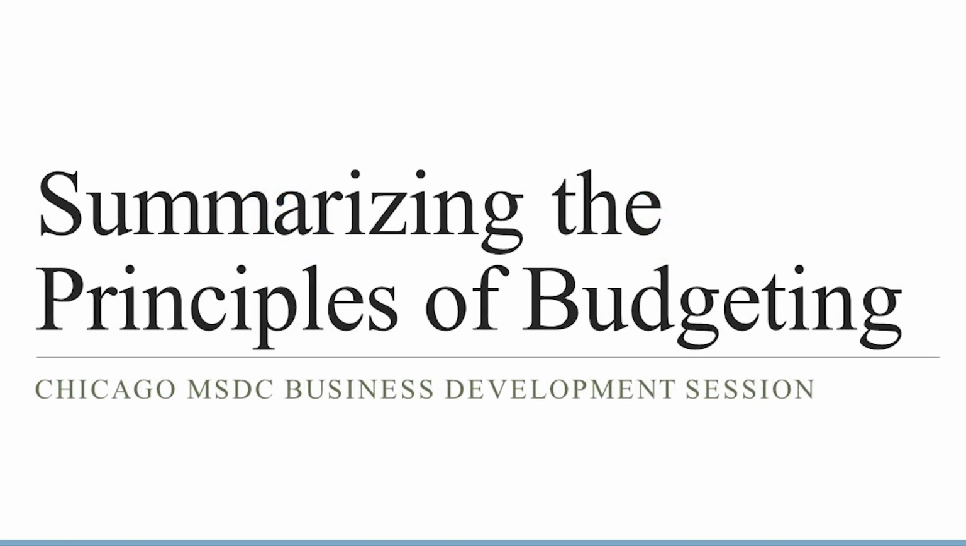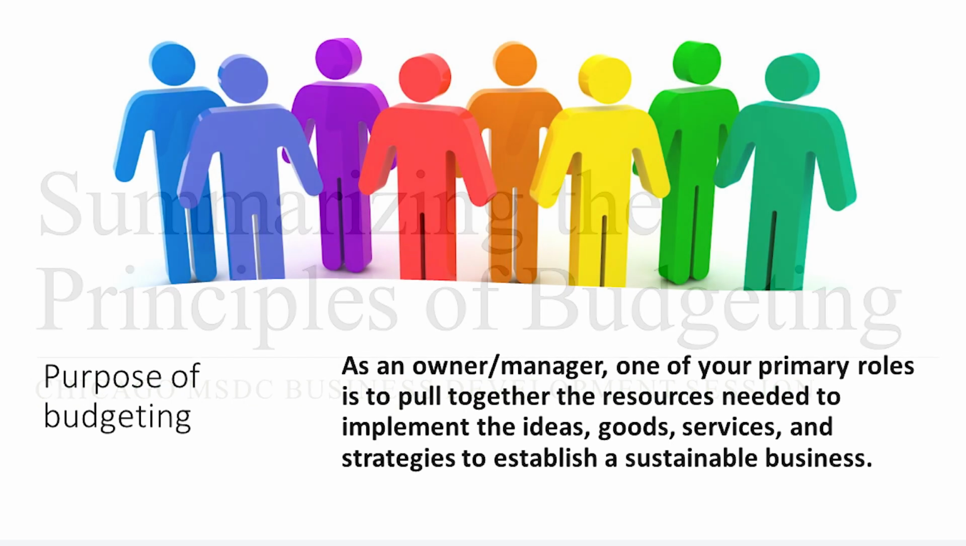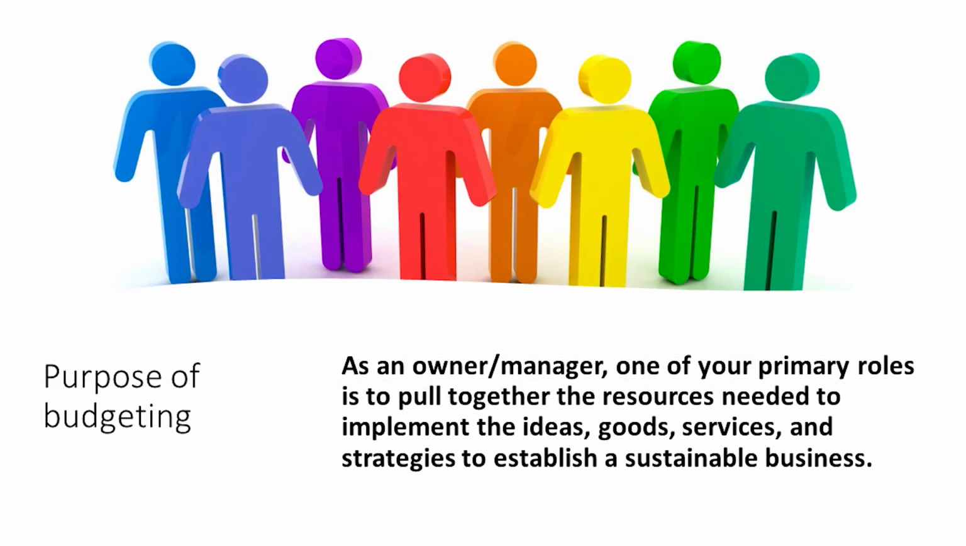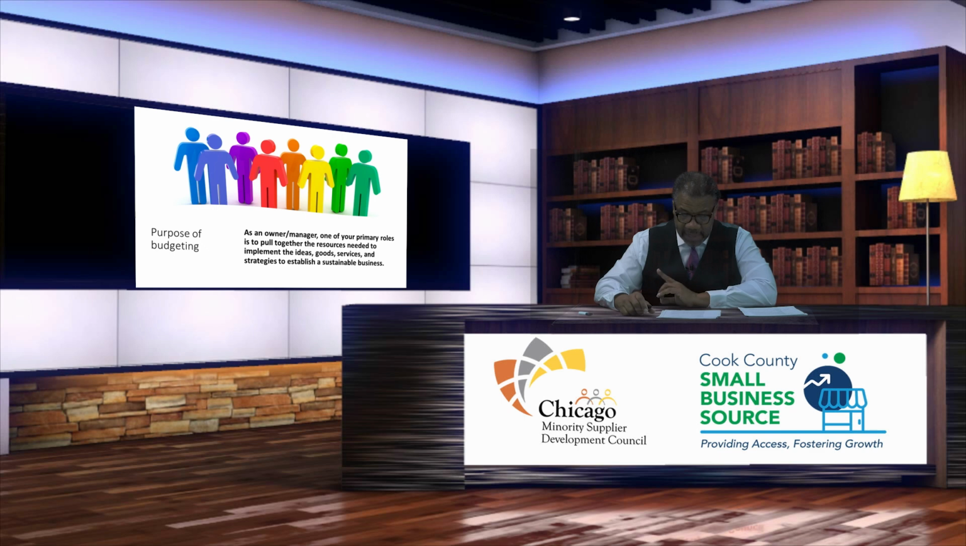So our first section, summarizing principles of budgeting. There is a purpose or a reason for budgeting. As an owner manager, one of your primary roles is to pull together the resources needed to implement the ideas, create the products, deliver the services to the customers, and to create strategies to establish a sustainable business. So let's take a moment and think about the impact of each one of those items.